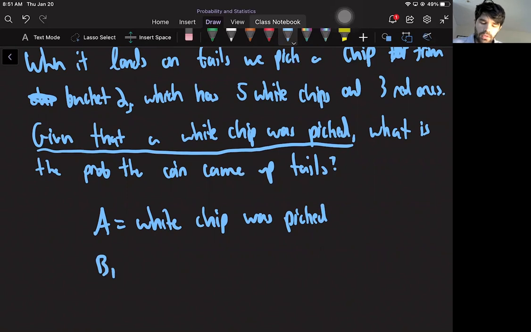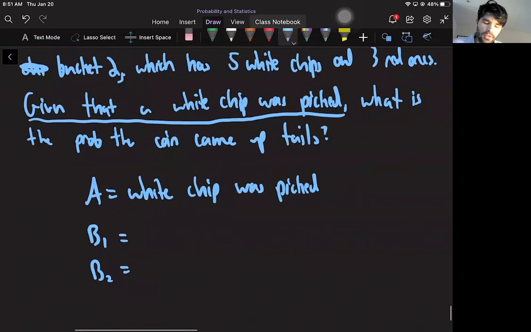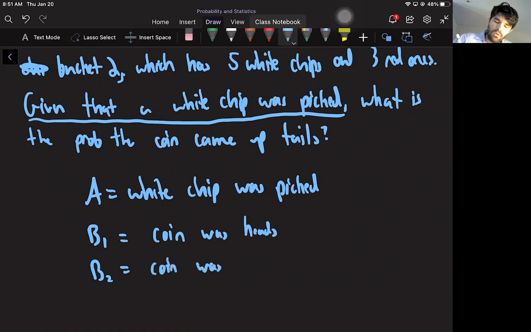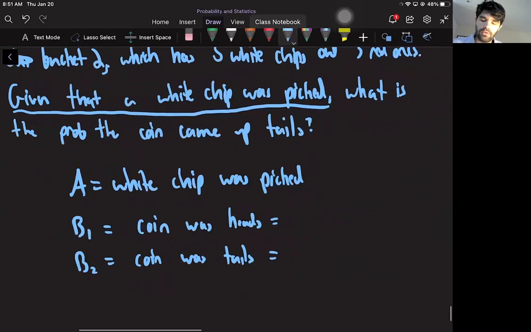So here, what I'm going to do is create my partition as B1 and B2, even though they really are, again, just complements of each other. So I could just say B and B complement, but I want to use the index notation just for practice. Okay, so B1 is that the coin was heads, and B2 is that the coin was tails. Remember, that's exactly the same because the coin determines which bucket you choose.